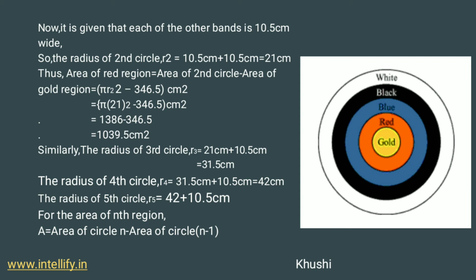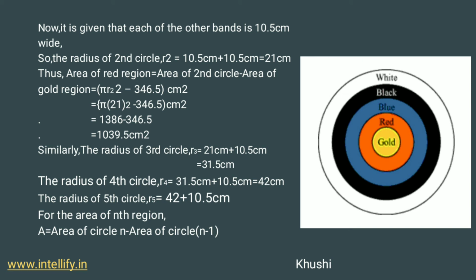The area of the second circle also encloses the area of the gold region, so we have to find the area of the red region by area of the second circle minus area of the gold region. So here we are going to find out the area of the second circle, which is pi r2 square, minus the area of the gold region, that is 346.5 centimeter square. So by calculating it, we get the answer 1039.5 centimeter square.